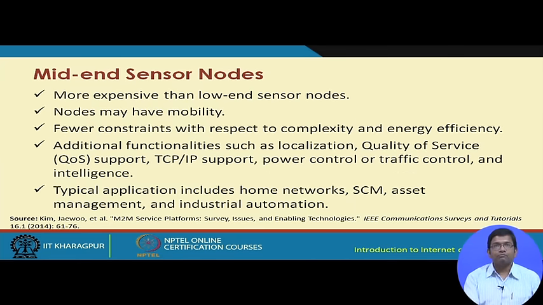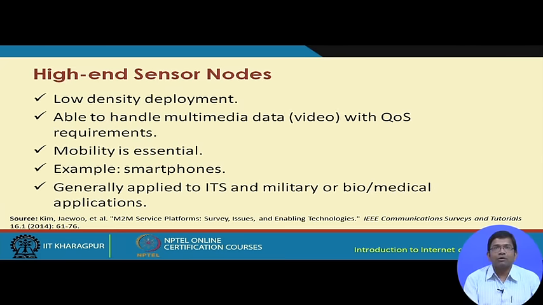Mid end sensor nodes are relatively more expensive than the low end sensor nodes, have some degree of mobility, and have fewer constraints with respect to resource or computational complexities, energy efficiency and so on. They support different functionalities. They are not like low end nodes with bare basic functionality. They have a little bit more functionality with respect to localization, quality of service support, TCP IP support, power control, traffic control, intelligence and so on. Typical applications include home networks, supply chain management, asset management and industrial automation.